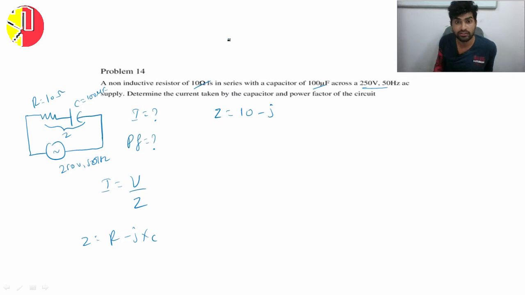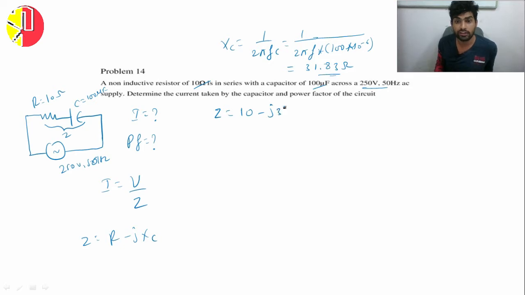So XC is equal to 1 by 2 pi FC, right? 1 by 2 pi F into capacitance. How much have they given? 100 microfarad, that is into 10 raised to minus 6. Finally, you will get the answer as 31.83 ohm. Now we can substitute 31.83. If you had taken 100 over here, definitely the whole problem will be wrong. Okay, Z we got this value.